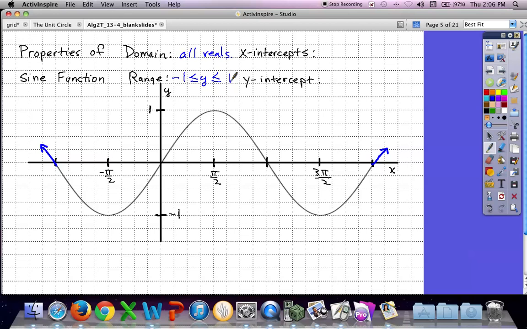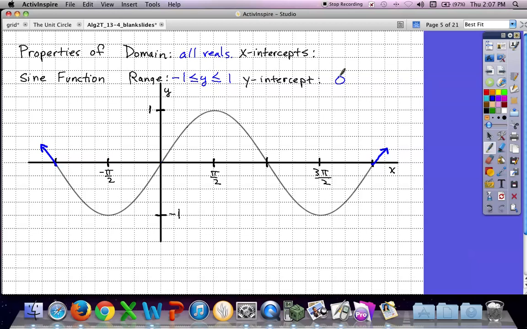Okay, what about the y-intercept? Do you see any? Does it cross the y-axis anywhere? Where? At 0, right there. It's crossing at 0.